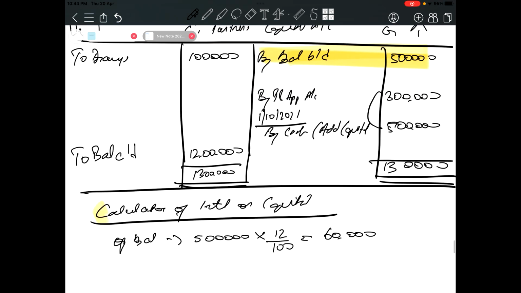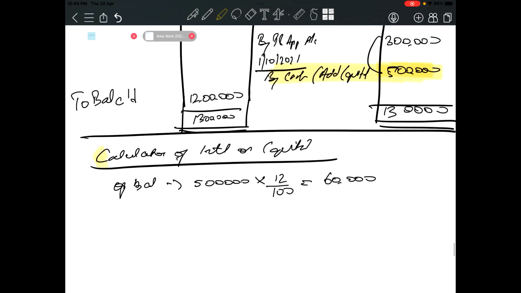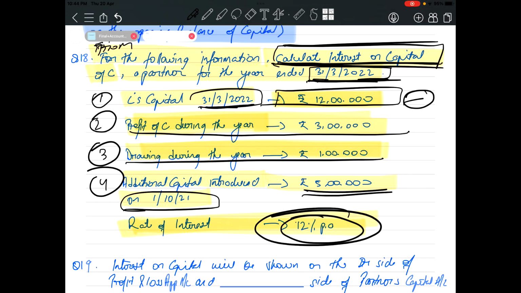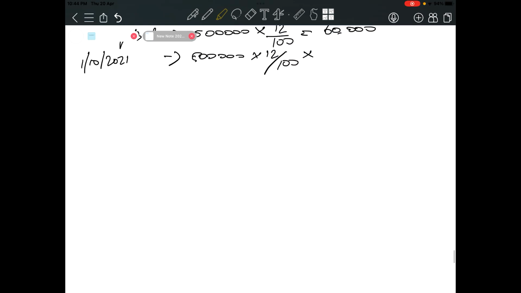Now there was one additional capital also, no? 5 lakhs introduced on 1/10/2021. So we will provide interest for this also, okay. So on 1/10/2021, how much was introduced? 5 lakhs into 12 by 100. Now it was introduced on 1/10. See, it was introduced in October. So you count, they are following the financial year. Okay, see, the year is starting on 1st April and it is ending on 31st March, and the capital is introduced on 1/10/2021. So how many months can you count from October? See, from 1/10/21 to 31/3/22. How many months? October, November, December, January, February, March.